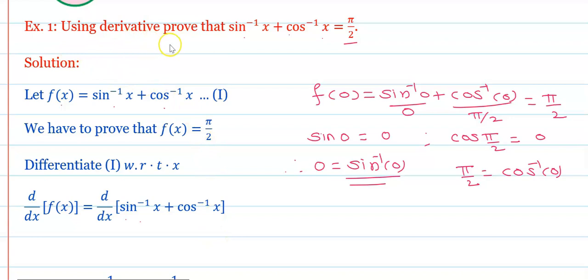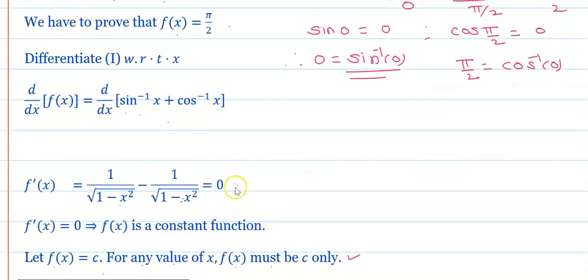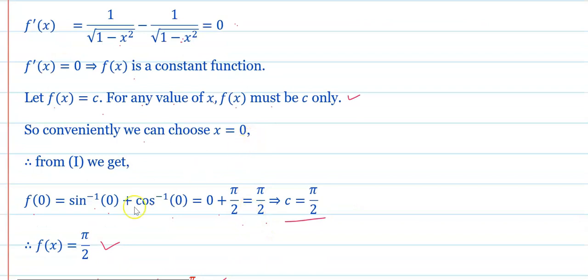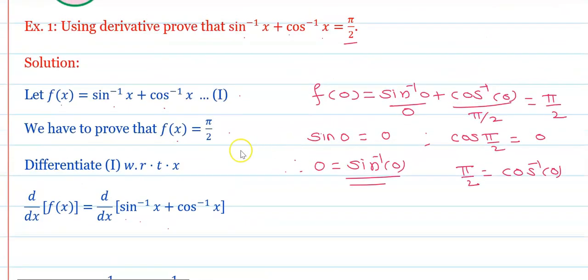That is, using the derivative, prove that sin inverse of x plus cos inverse of x is equal to pi by 2. What we have done here: first we treat it as 1, and we prove that f of x is equal to pi by 2. Differentiate it, its derivative is 0. As its derivative is 0, the function is constant. So conveniently we choose x is equal to 0.